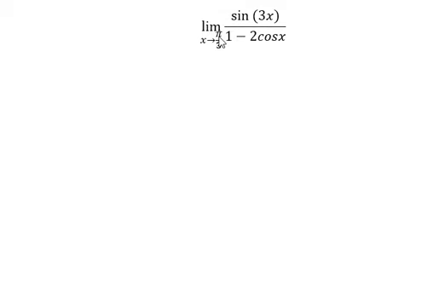If I put π over 3 in here and here, you get about 0 in here. 1 minus 2 times 1 over 2, you get about 0 in here. So we have about 0 over 0. We can apply L'Hôpital's rule.